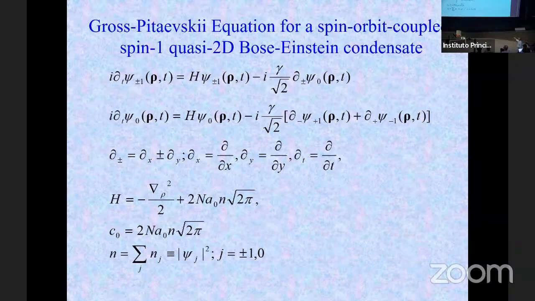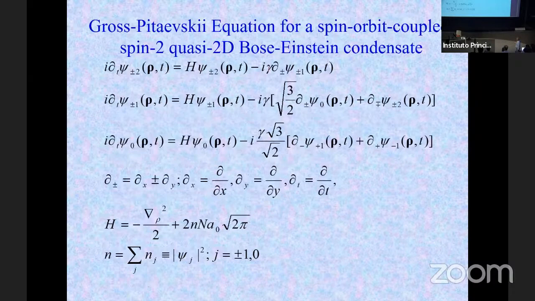Here the nonlinearity is the total nonlinearity of the three components. We have only one scattering length, a zero, for spin zero, and the other scattering length is made equal to this by a Feshbach resonance, we assume, and then the spinor interaction goes away. N is the total density, like this, it has three components, and C0 is the nonlinearity. Spin two is technically more complicated, but it's a similar set of equations. Spin two BEC.